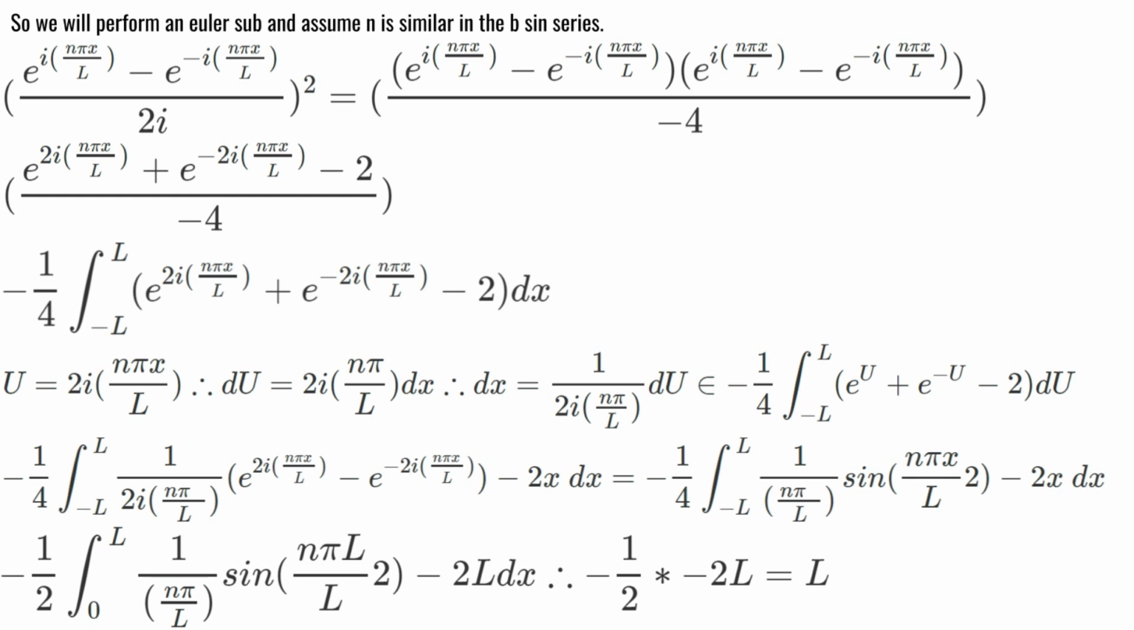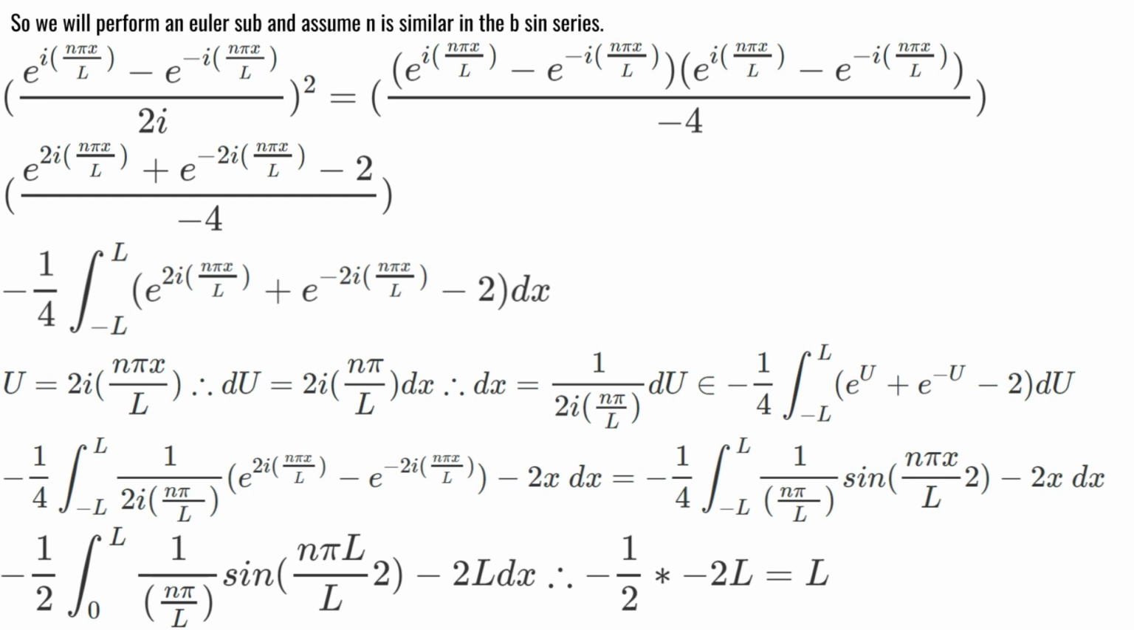Okay, so it's going to apply to all the e terms. All right, so when we have -1/4 and then we take the integral, we're going to have -1/4 times 1 over 2i n pi over L for all the e terms, and then -2. -2 is just a constant. There's no u term in there, so we're not going to do a u sub for 2. We're just going to tack on x because that's what we are integrating by, so it's going to become -2x.